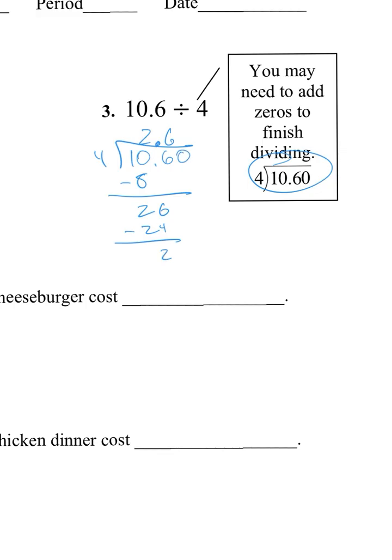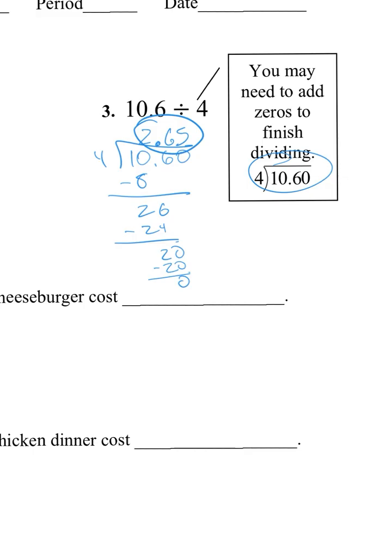And add a 0 and bring it down. 4 will go into 20 5 times. 5 times 4 is 20. Subtract those. I get a remainder of 0. And now I'm done. So my final answer is 2.65.